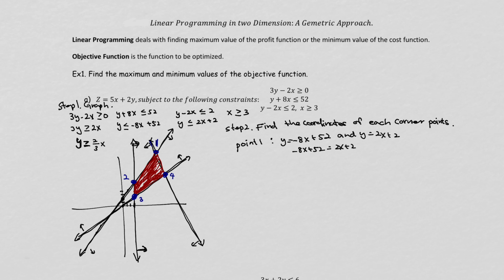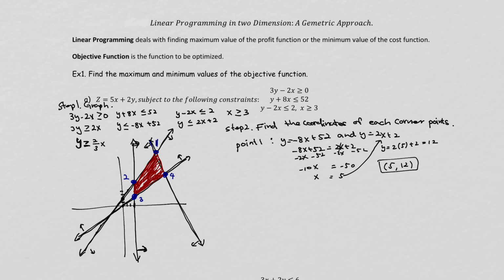Solve for x. Let's subtract 2x from both sides. I get negative 10x. Subtract 52 from both sides. I get negative 50. And when you're dividing both sides by negative 10, you get 5. Using that, we should be able to find your y value. It will be 2 times 5 plus 2, which is going to be 12. So that first point is going to be 5 and 12. That's point 1.